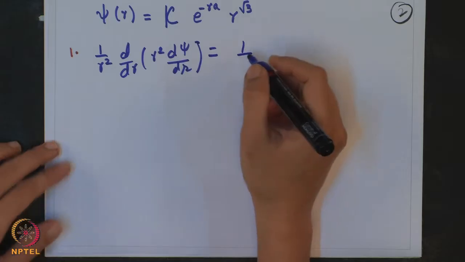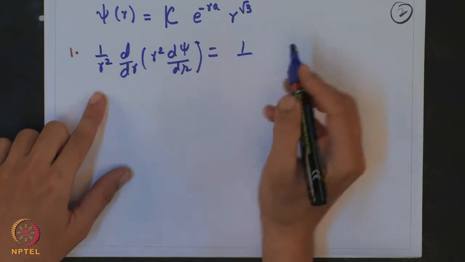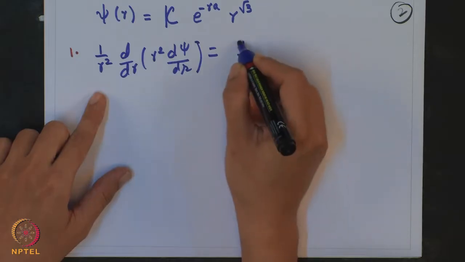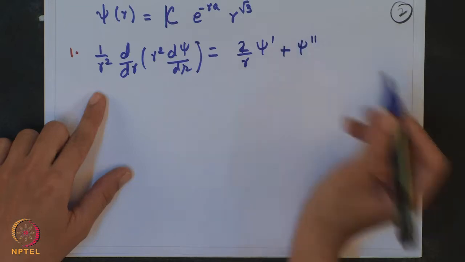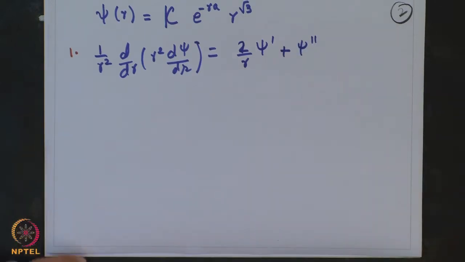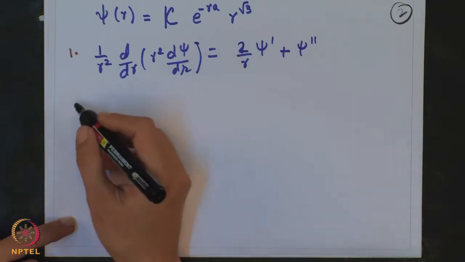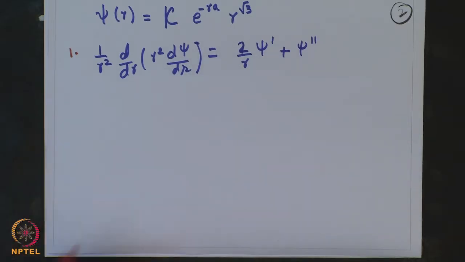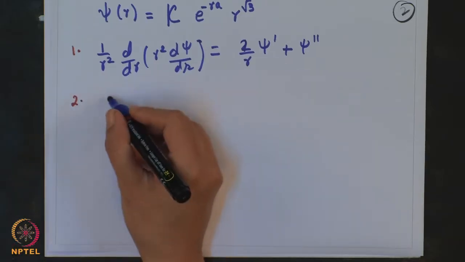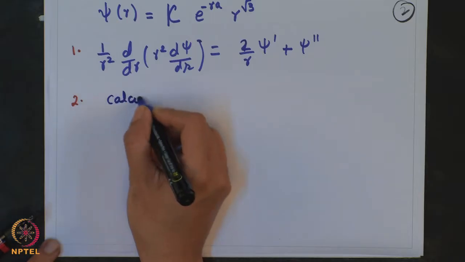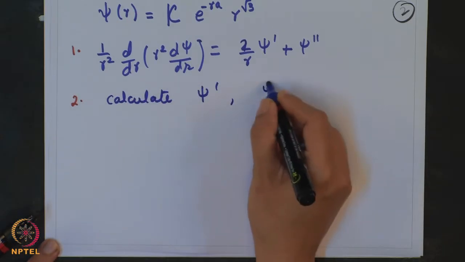This will be, I call this psi prime, and when I differentiate this, what I obtain is 2 by r psi prime plus psi double prime. So, this was point 1. For this, you need to differentiate. So, point 2 will be to calculate psi prime and psi double prime.